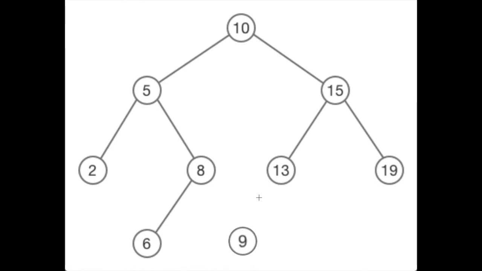So, if we go back to the code, we say, okay, if the node that we're currently checking is null, then we want to create a new node. So we put 9 here, and this will be the new node.